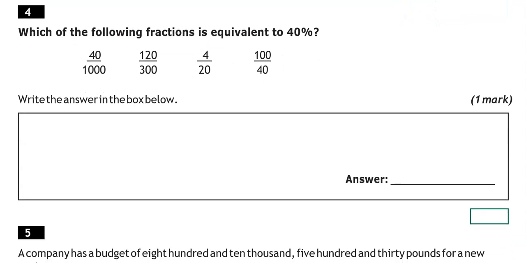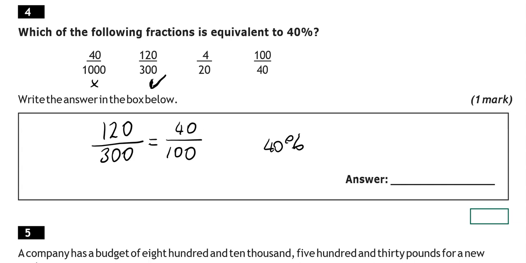Which of the following fractions is equivalent to 40%? Is it 40 out of 1,000, which is not? Is it 120 out of 300? So let's try it out. We can divide them both by 3, so we get 100 at the bottom. So 120 divided by 3, that is 40. So 40 out of 100 is actually 40%. So this is right. We don't need to even look at these ones.